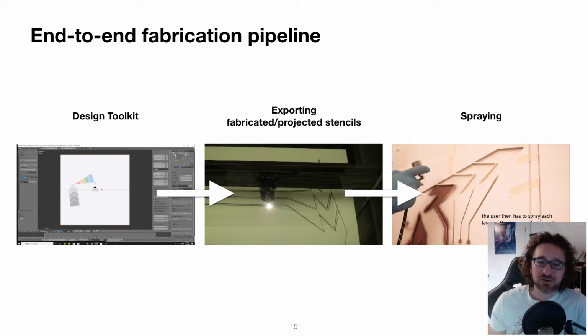Once this is done, we can export these designs in the shape of a stencil. So this can be fabricated stencils and projected stencils. And once we have these stencils, we can then just spray all our functional inks on the surface of the object that we want to make interactive.